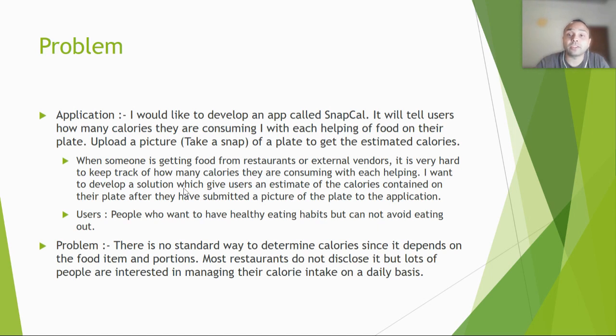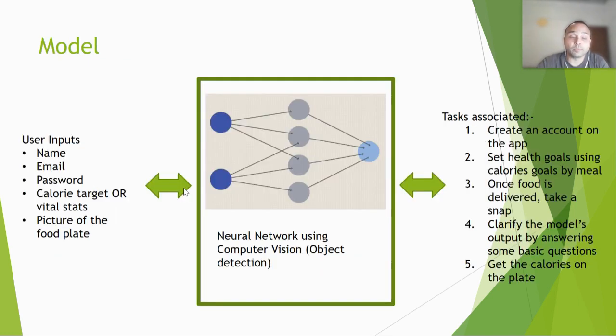But most of the restaurants and most of the food that you eat at home do not have a calorie meter associated with it. So I'm developing an app called SnapCal, which will tell users how many calories they're consuming. They have to take a picture of the food, and then a model will run on those pictures and give people an estimate of the calories they're consuming.